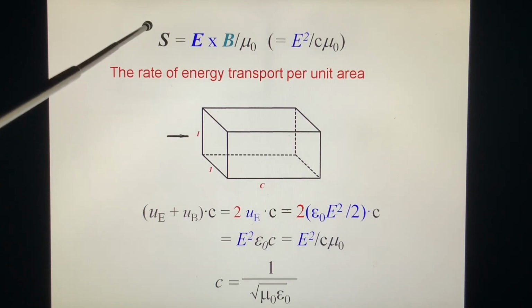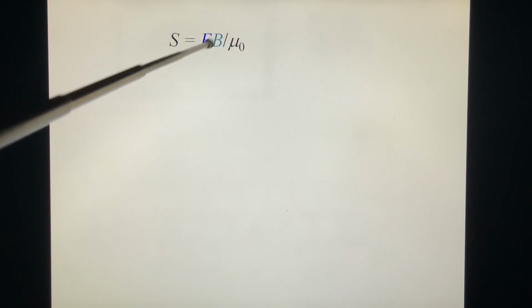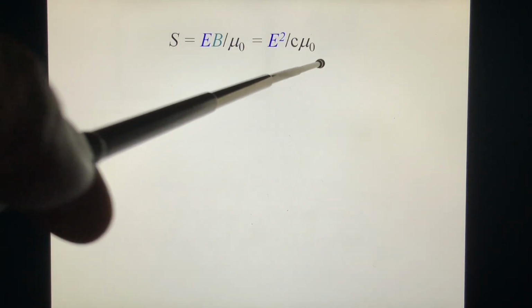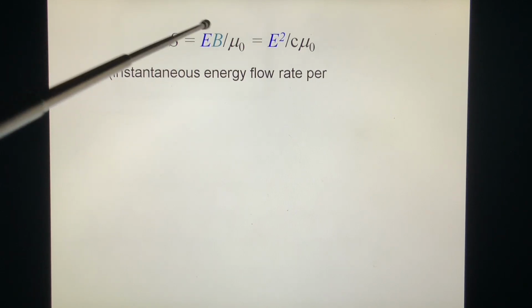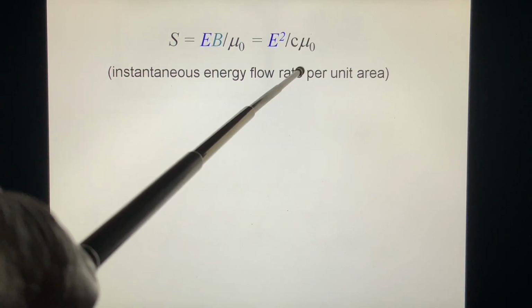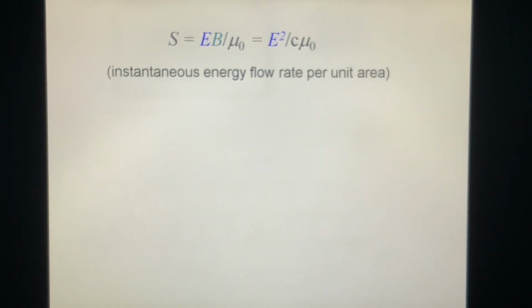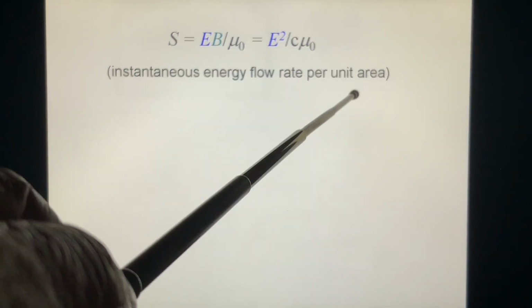This is a Poynting vector equal to this one. And E over c is B. We found the Poynting vector S equals EB over mu 0, or E squared over c mu 0. This is the instantaneous energy flow rate per unit area. That means the energy per unit time per unit area.